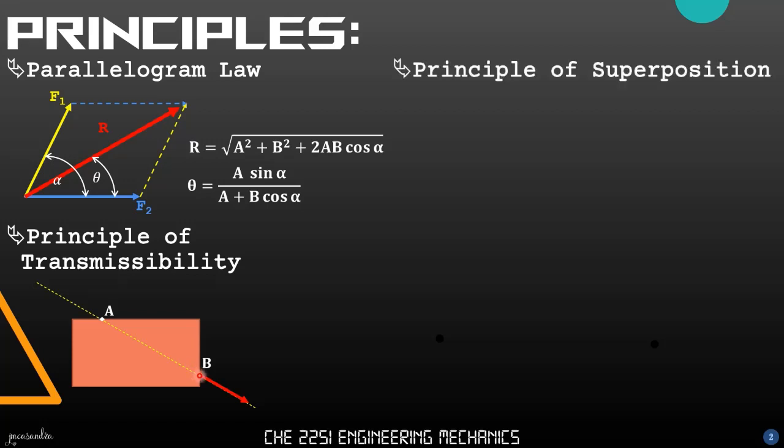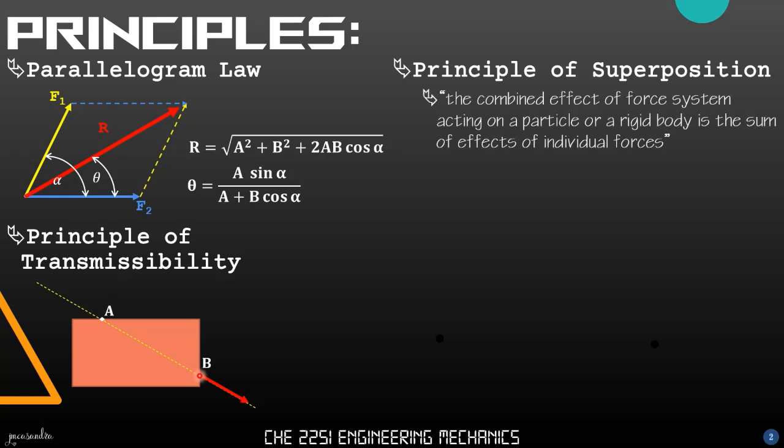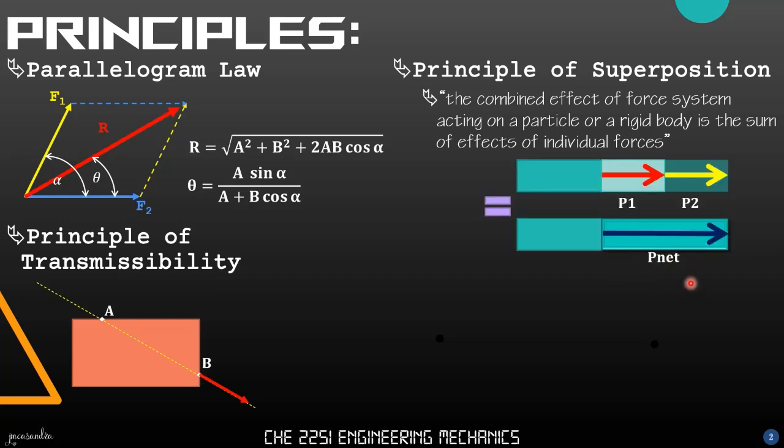Next, we have the principle of superposition, which states that the combined effect of a force system acting on a particle or a rigid body is the sum of the effects of the individual forces. The combined effect, P net, is equal to the sum of P1 and P2.